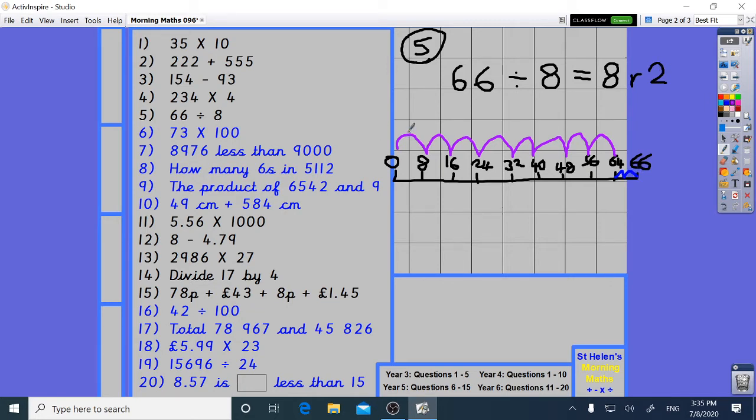How many jumps was there? 1, 2, 3, 4, 5, 6, 7, 8. So there was 8 jumps, which is why it is 8. And there was 2 left at the end, which is why it was remainder 2.